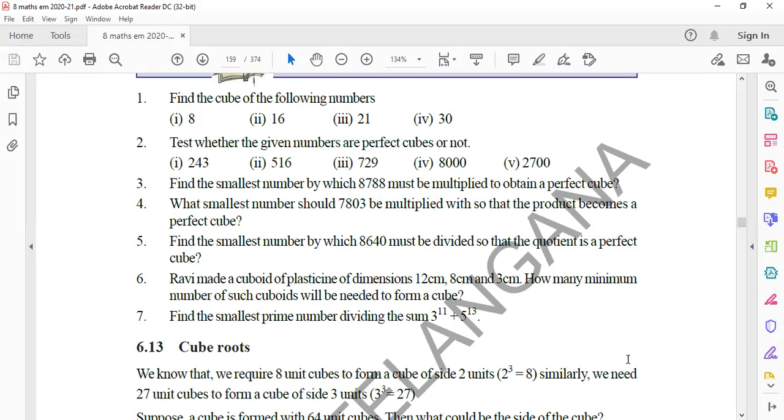What is the second question? I'm going to the second question. The second question is 516. This is the best question to use the LCM method. I'll take 516 to see whether a cube root exists or not. This is the best method.